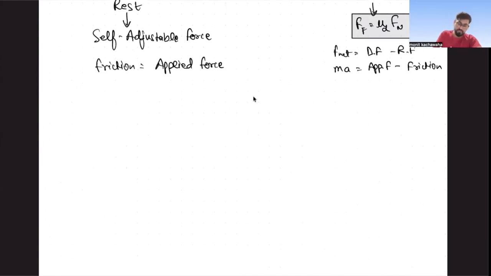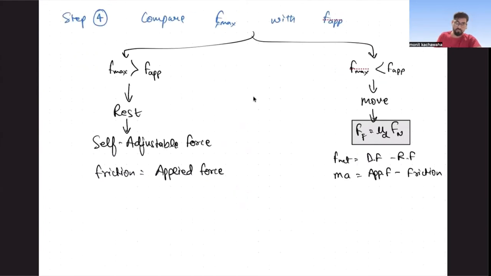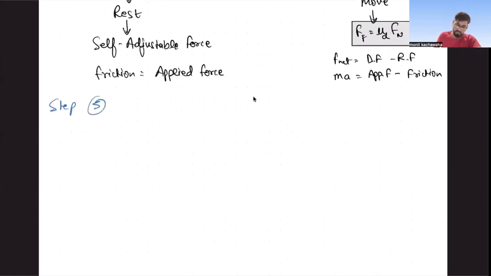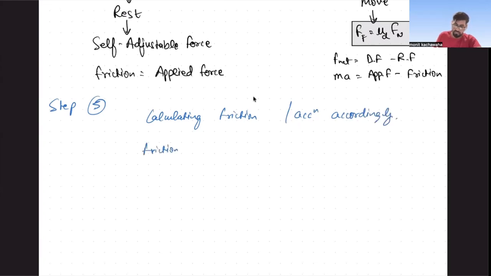And then you can simply say, this is step 4, then you can say step 5 is simply answering, calculating friction or acceleration accordingly, whatever they are asking us to find. So in this case, friction is nothing but 1 Newton and acceleration is zero. So this is my final answer.